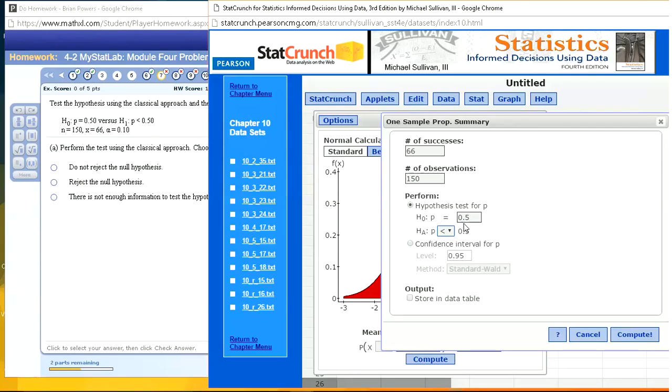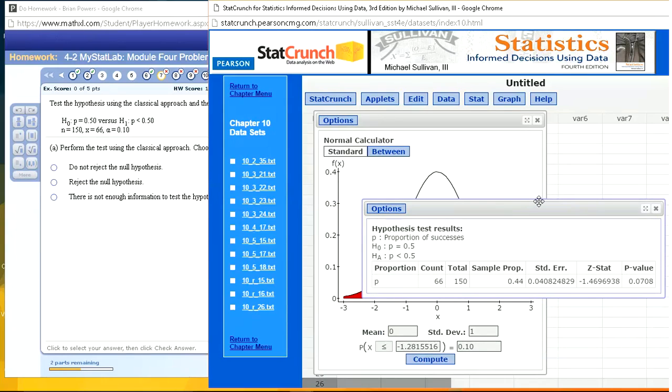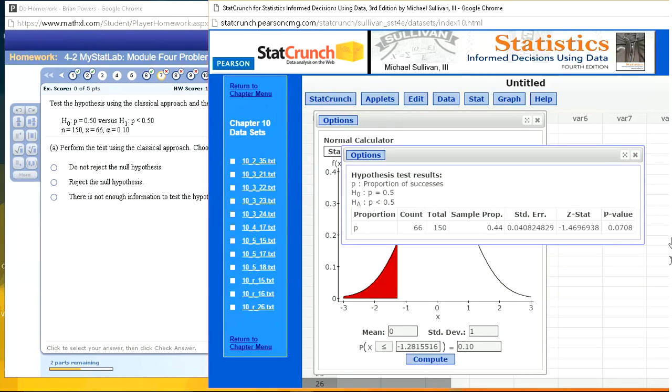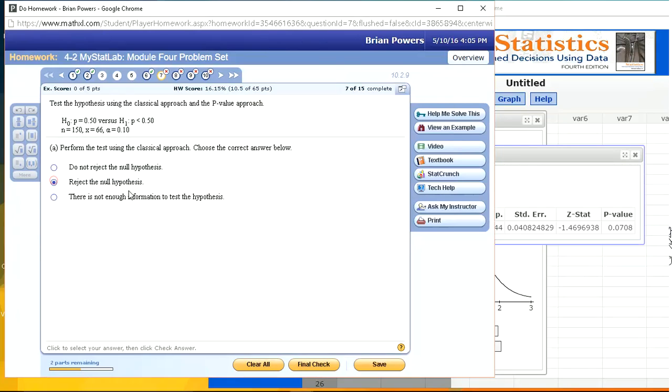So anyway, that's all we have to put in here, and then you hit compute. It's going to give all we need to make our conclusion. It gives the z-statistic, this negative 1.469, and we compare that with our critical value, negative 1.28. So this z-statistic, if we plotted it on this normal curve, falls in the rejection region. It's less than our critical value, so we would reject. We click reject the null hypothesis.